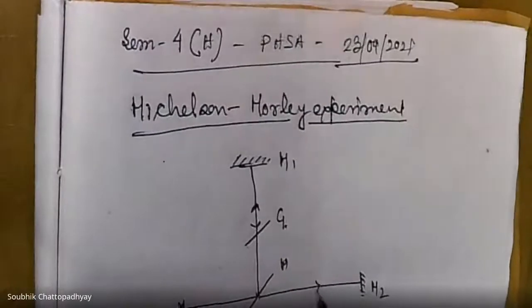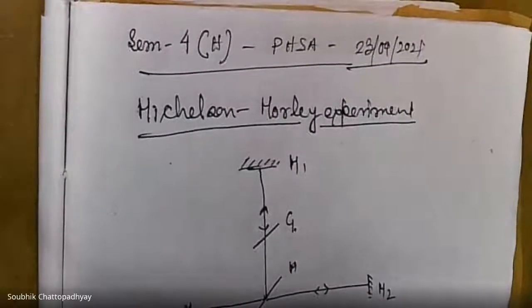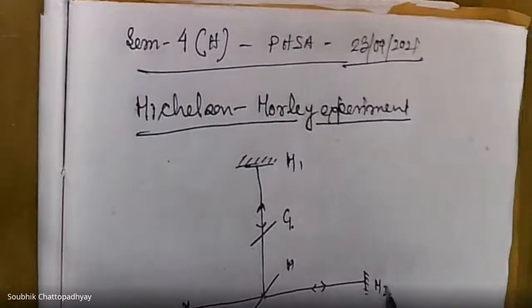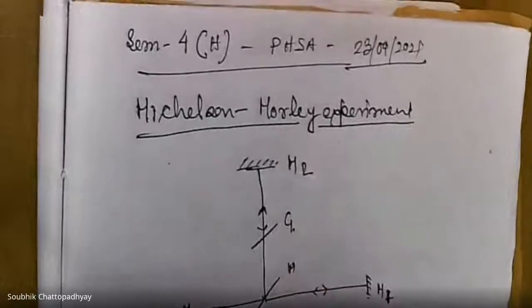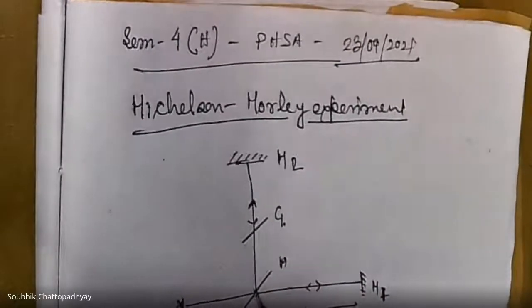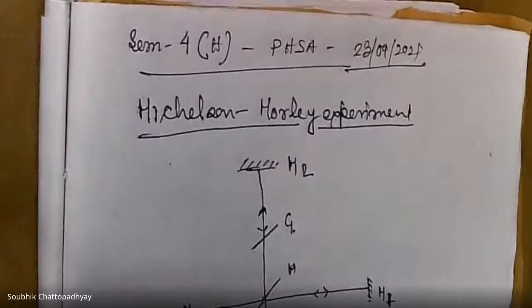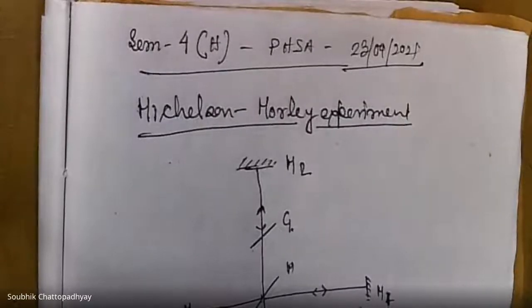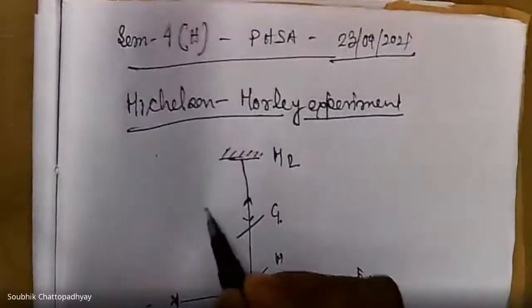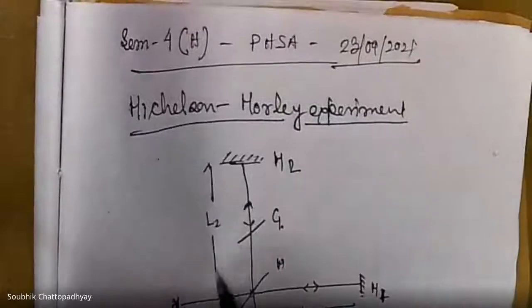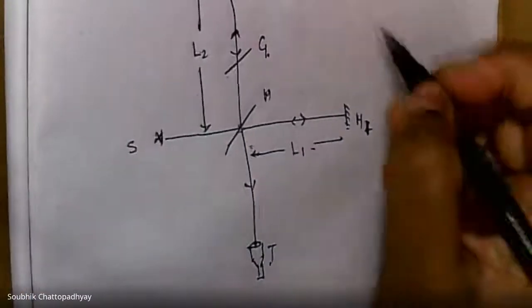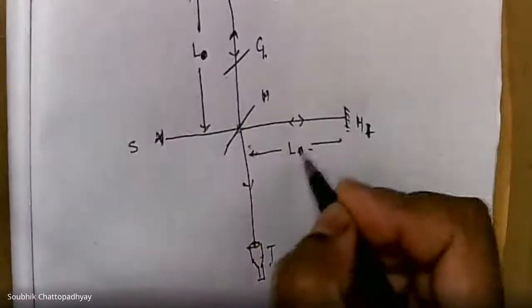The length of this path is say L1. This is M1. This is M2. This is a telescope T. Here we will consider L, ধরে নিচ্ছি L same length.